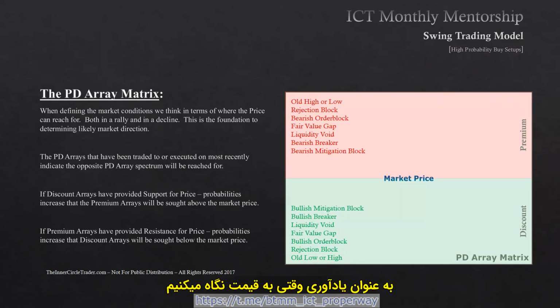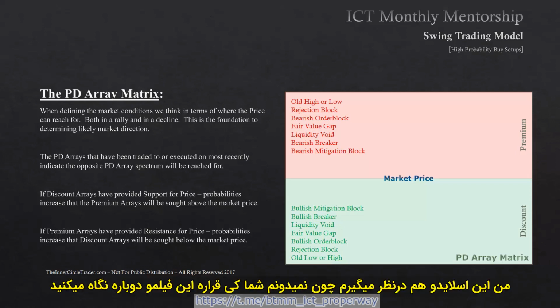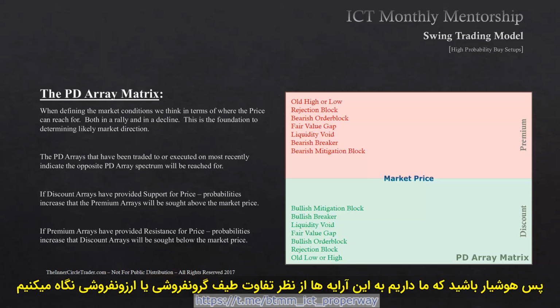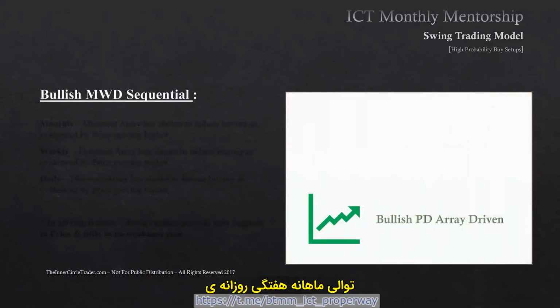As a reminder, when we're looking at price, we have to think algorithmic, and we have to refer to the PD array matrix. Without going into great detail, because of study purposes only, I'm including this slide because I don't know when you're going to be watching this video again. So be mindful that we're looking for these arrays in deference to the premium or discount spectrum. Bullish: monthly, weekly, daily, sequential.